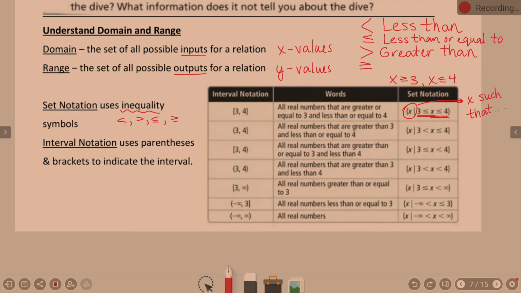Greater than sign with a line under it is greater than or equal to. Okay, so that's kind of your little cheat sheet of symbols there.